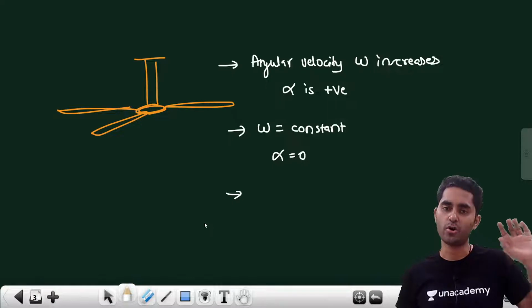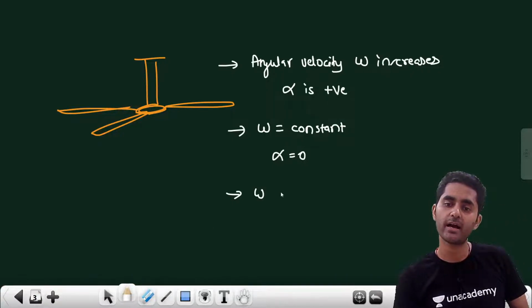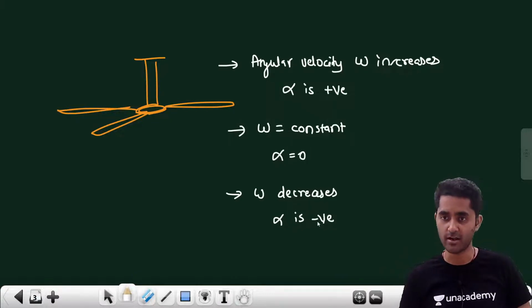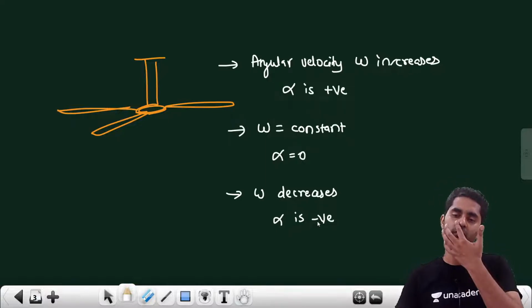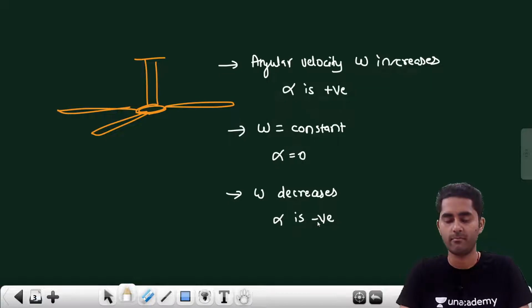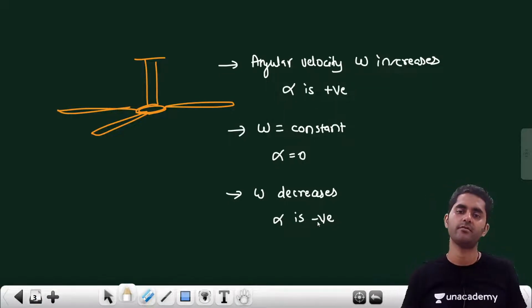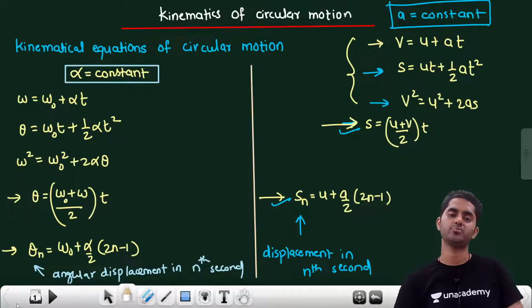After the fan is switched off, the fan slows down. Slows down means omega decreases. Now when omega decreases, you have to take alpha to be negative. That means your angular acceleration alpha is negative in this case. So these are the situations that we have when your angular acceleration is positive, 0 and negative. Clear? And these are the kinematical equations that you have to use.